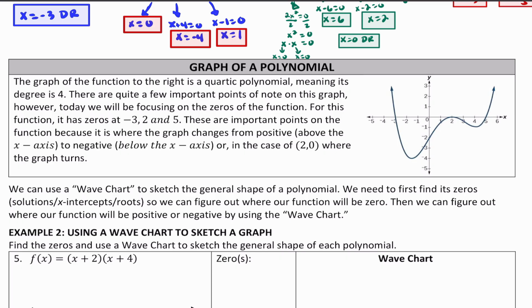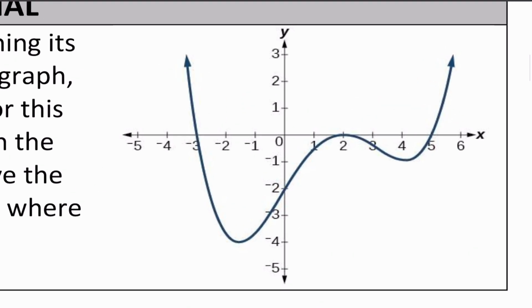We have a little example here to basically show us what a polynomial function looks like. So here we have something called a quartic polynomial, meaning it has a degree of 4. What we need to know, or some things that are important, is that it has x-intercepts, right? So it has an x-intercept of -3, x-intercept of 2, and x-intercept of 5. So again, these are our x-intercepts, and sometimes we call them zeros, right? They're basically the same thing.